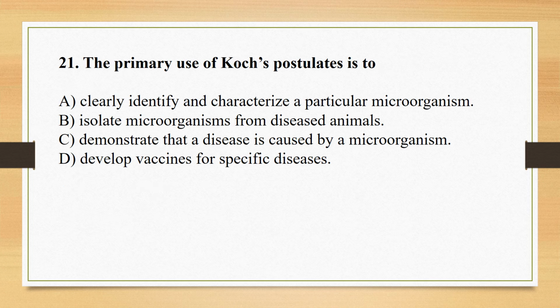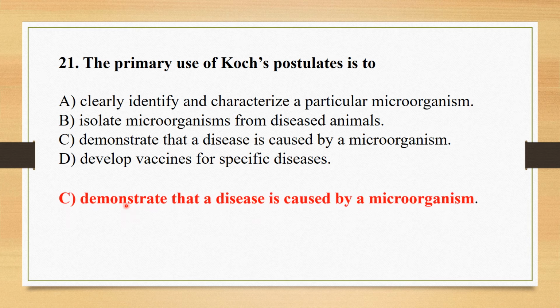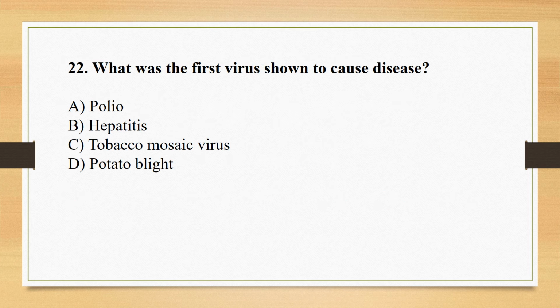The primary use of Koch's postulates is to demonstrate that a disease is caused by a microorganism, showing the role of the microorganism in infection or disease. What was the first virus shown to cause disease? The first virus identified as playing a role in infection was the tobacco mosaic virus.